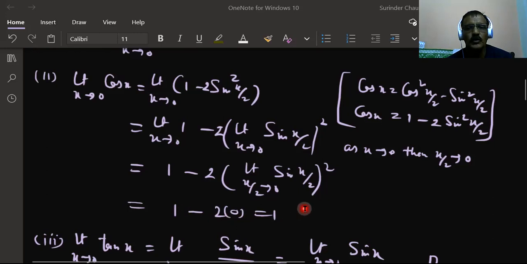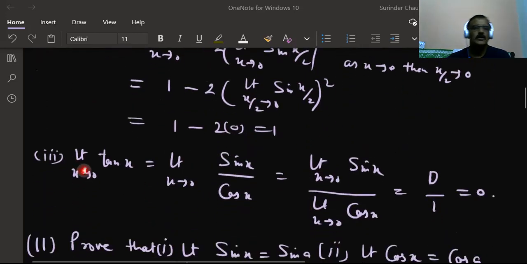So 1 is equal to 5 times 0. Similarly, now we want to prove the limit as x goes to 0 of tan x is equal to 0. Taking the left hand side, this is equal to the limit as x goes to 0 of sin x upon cos x, a limit of a quotient. So the limit as x goes to 0 of sin x over the limit as x goes to 0 of cos x. The limit as x goes to 0 of sin x is equal to, we proved it, 0, and the limit as x goes to 0 of cos x is equal to 1. So 0 over 1 is 0.